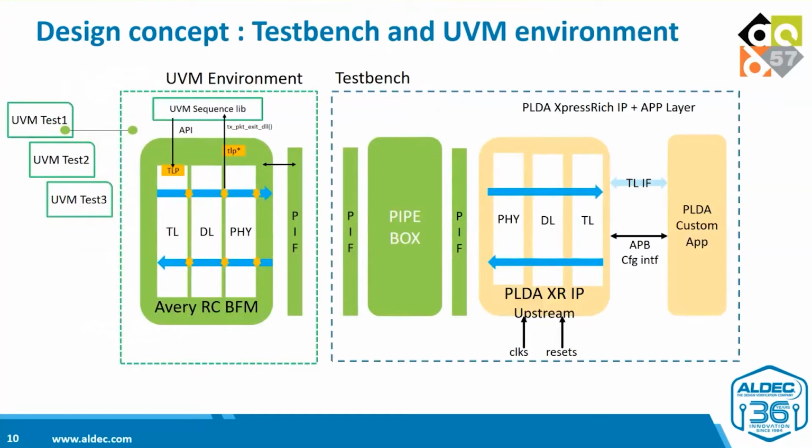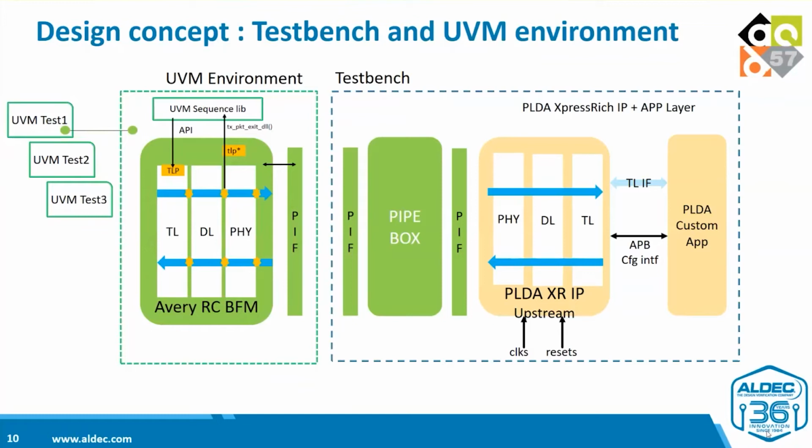All right, and so this is the high-level diagram of the UVM environment along with the test bench. And so in the test bench, we have the PLDA IP. And Sampath, you can introduce that portion for us? Yeah, sure. Thanks, Louis. This is the PLDA IP used in this environment, and it is configured as an upstream port. And all the layers are basically tested in this part of the demo. So this IP has a pipe interface on one side and the user application interface on the other side.